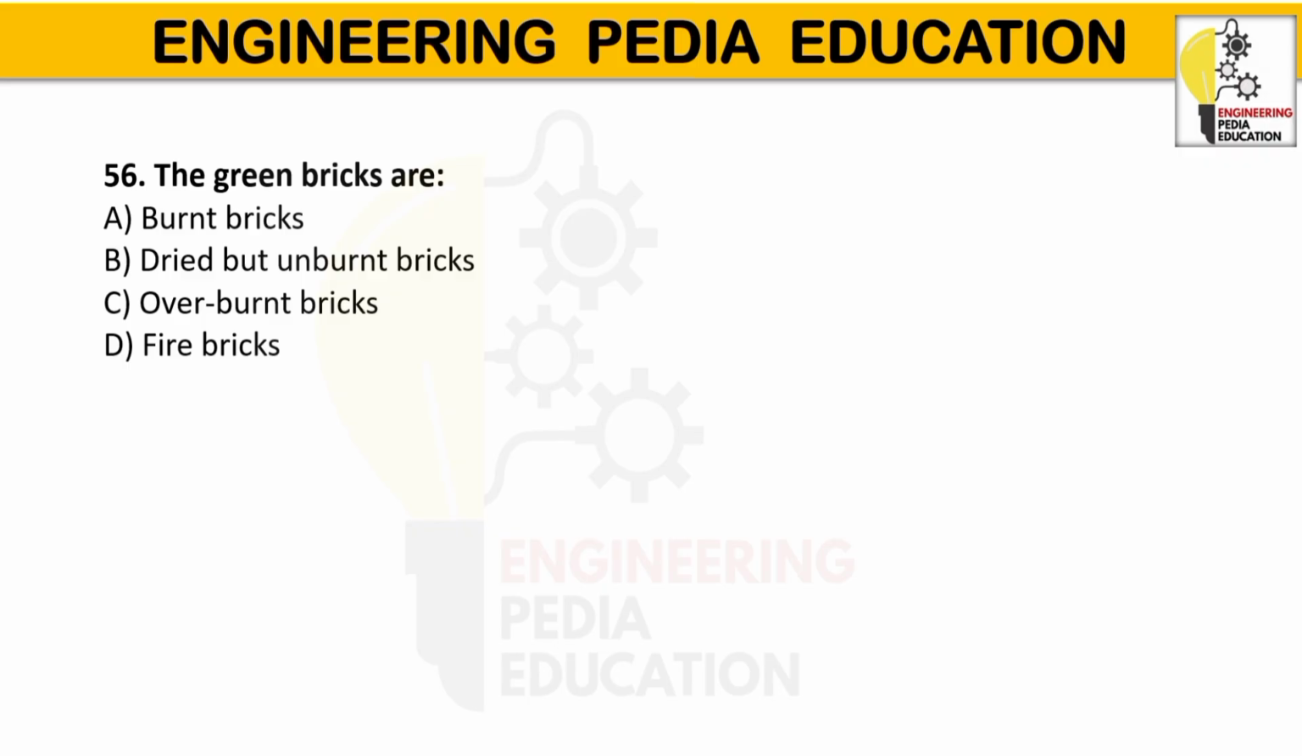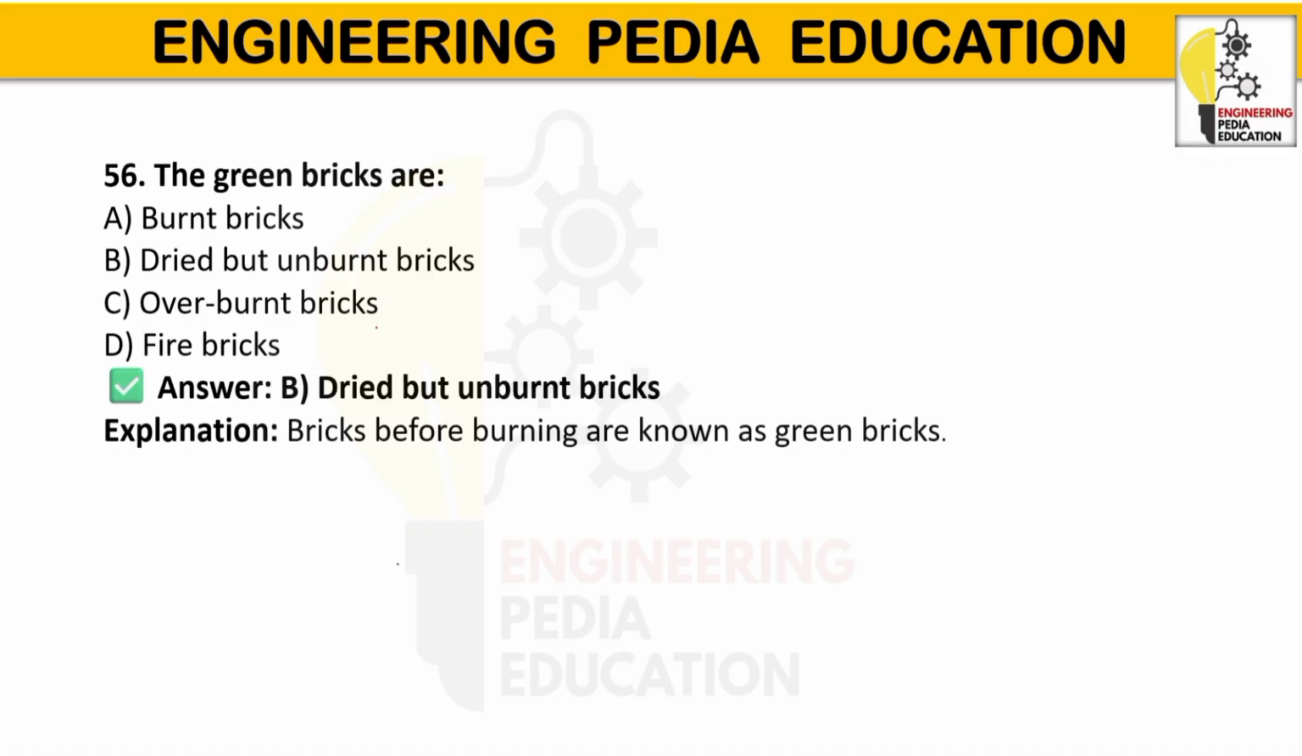The green bricks are: burnt brick, dried but unburnt brick, overburnt brick, fire brick. Green bricks are dried but unburnt bricks. Bricks before burning are known as green bricks. Green bricks are bricks that have been molded but not yet burnt in a kiln. They contain high moisture, are soft and weak, and cannot be used for construction. They require drying before burning.